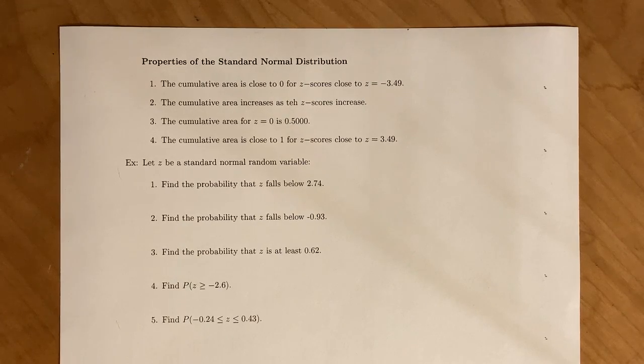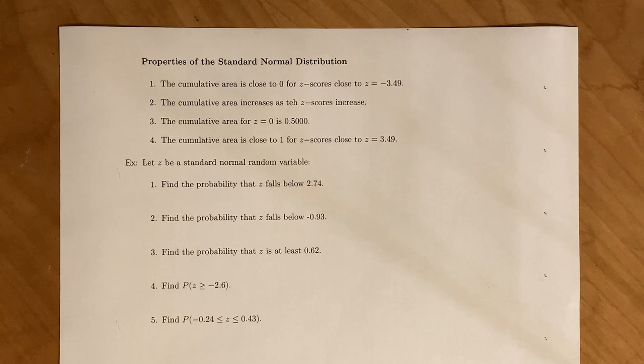If you go to where it says negative 0.00 in the negative chart, that's the bottommost row, rightmost column, it says 0.5. So the area to the left of z equals 0, which is the mean, is 0.5. And remember that the mean is smack dab right in the middle of our data set. And so 50% of the area is to the left, 50% is to the right.